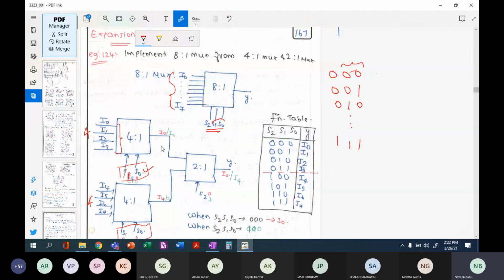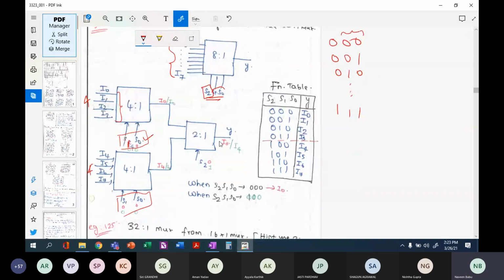Now here I will be having my outputs. Okay, an example has been taken. Don't worry about it. So I am going to have an output, and the leftover select line, which is S2, will be used to select my second stage of my multiplexer, which is a 2x1 multiplexer. Now, how does this multiplexer work?